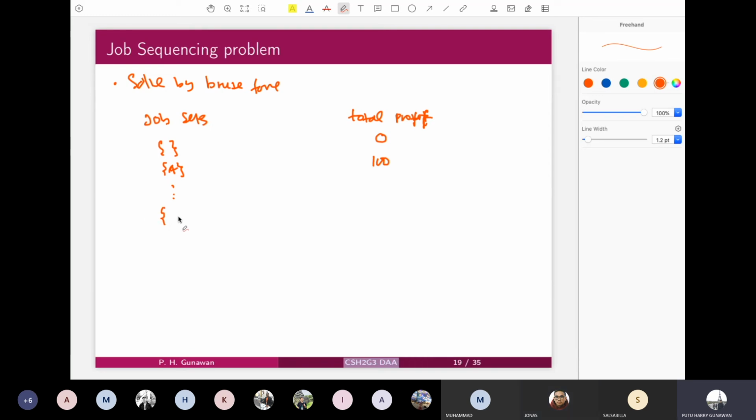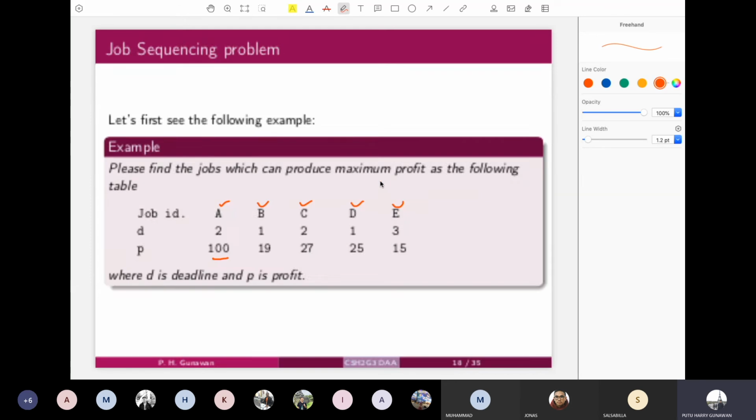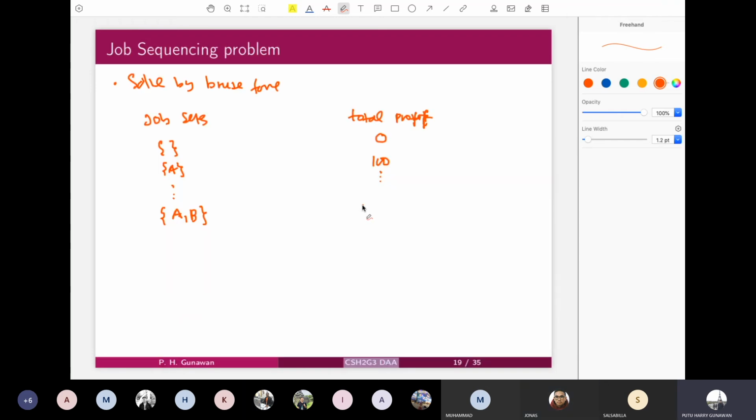If I take two jobs, A and B, is it possible? Job A has deadline 2, and B has deadline 1. If you work on A first, using up time until deadline 2, then B with deadline 1 is not possible. So this is not feasible.